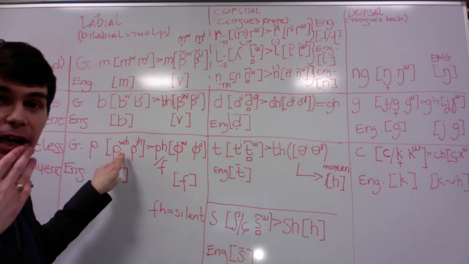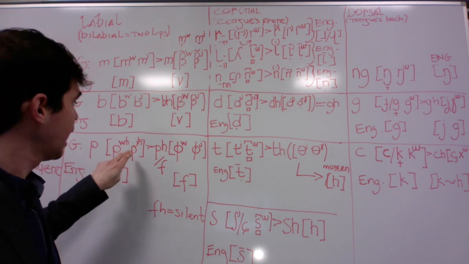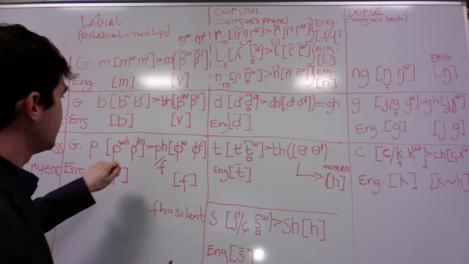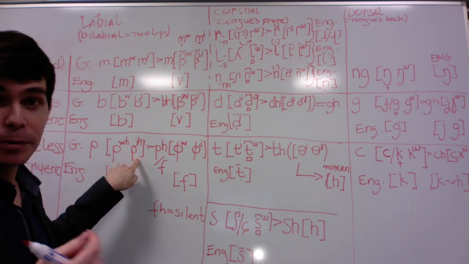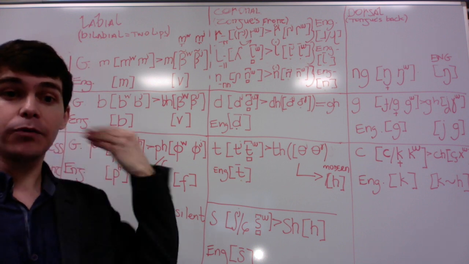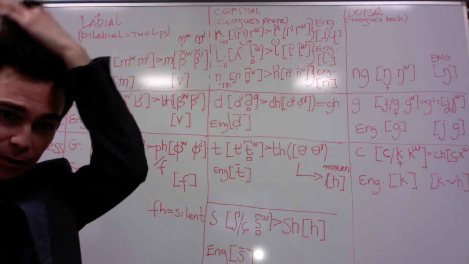So, the Irish broad P has rounded lips, and it's followed by a puff of air. I won't go into details now. And the slender P, where the lips are retracted, also has a puff of air.